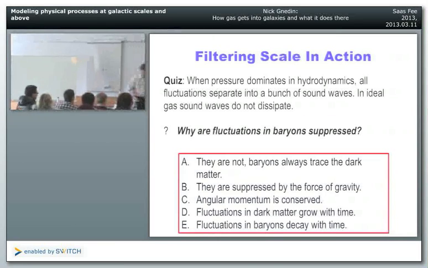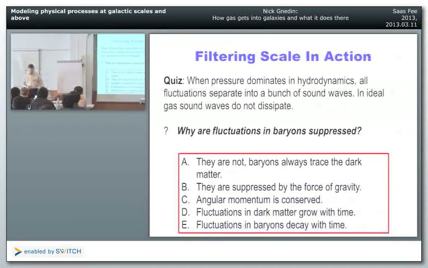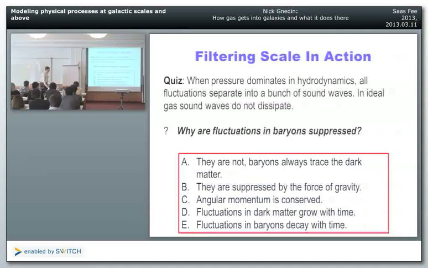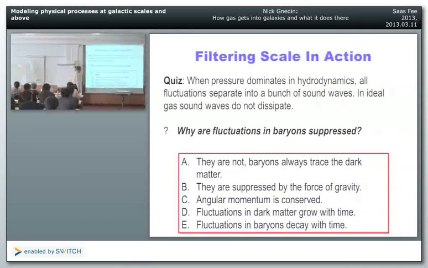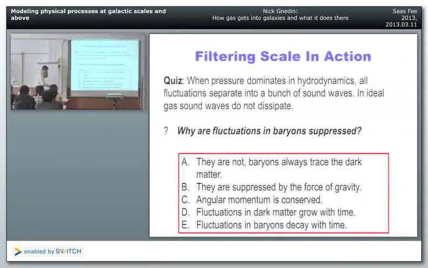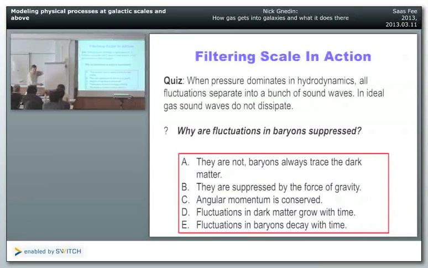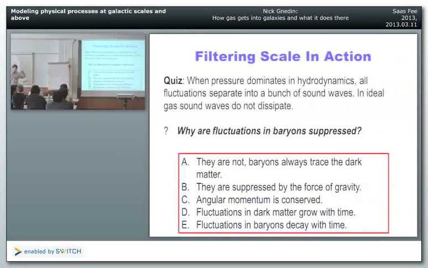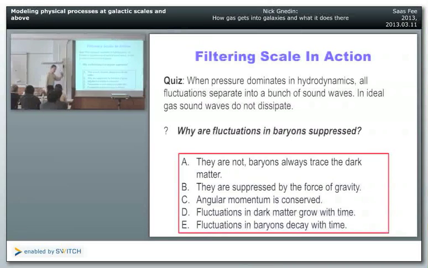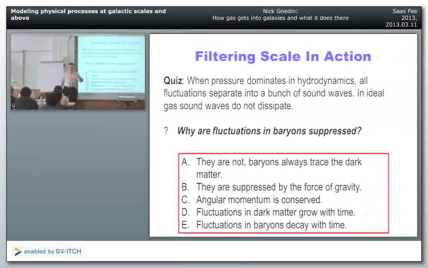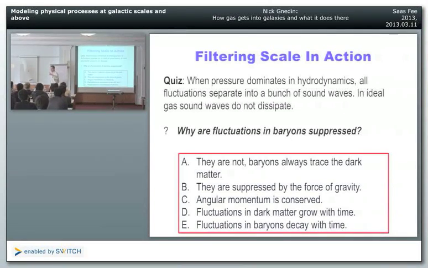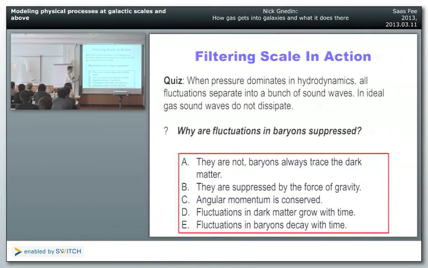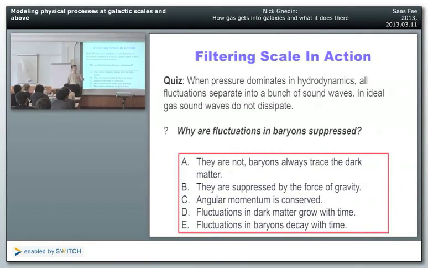Again, I'm not going to go beyond just counting the votes. The correct answer is actually D. Something important to understand, because I actually use this word several times: saying that the fluctuations in baryons are being suppressed is very wrong terminology. They are not being suppressed. This statement is correct: sound waves do not dissipate.